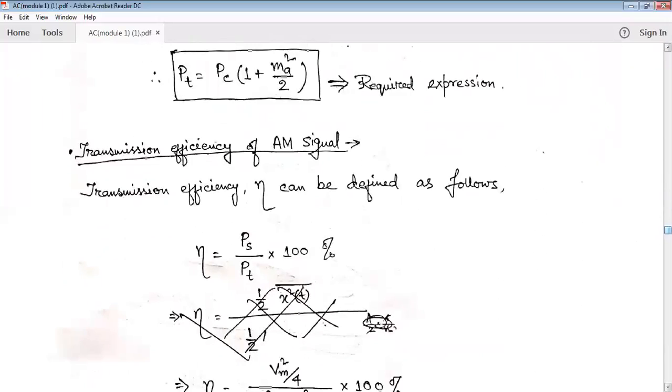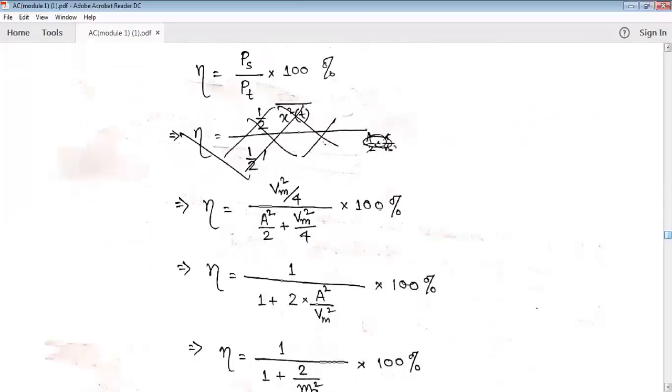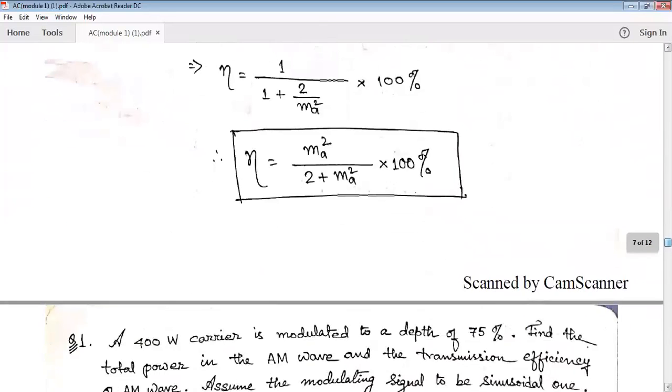Another topic is transmission efficiency. It is known as sideband power by total power into 100%. So sideband power is Vm square by 4, and total power is the addition of carrier power and sideband power, that is A square by 2 plus Vm square by 4. If we divide the numerator and denominator by Vm square by 4, it will give 1 by 1 plus 2 A square by Vm square. We know that Vm by A is the modulation index, so A by Vm is 1 by modulation index. So transmission efficiency is modulation index square divided by 2 plus modulation index square, into 100%.